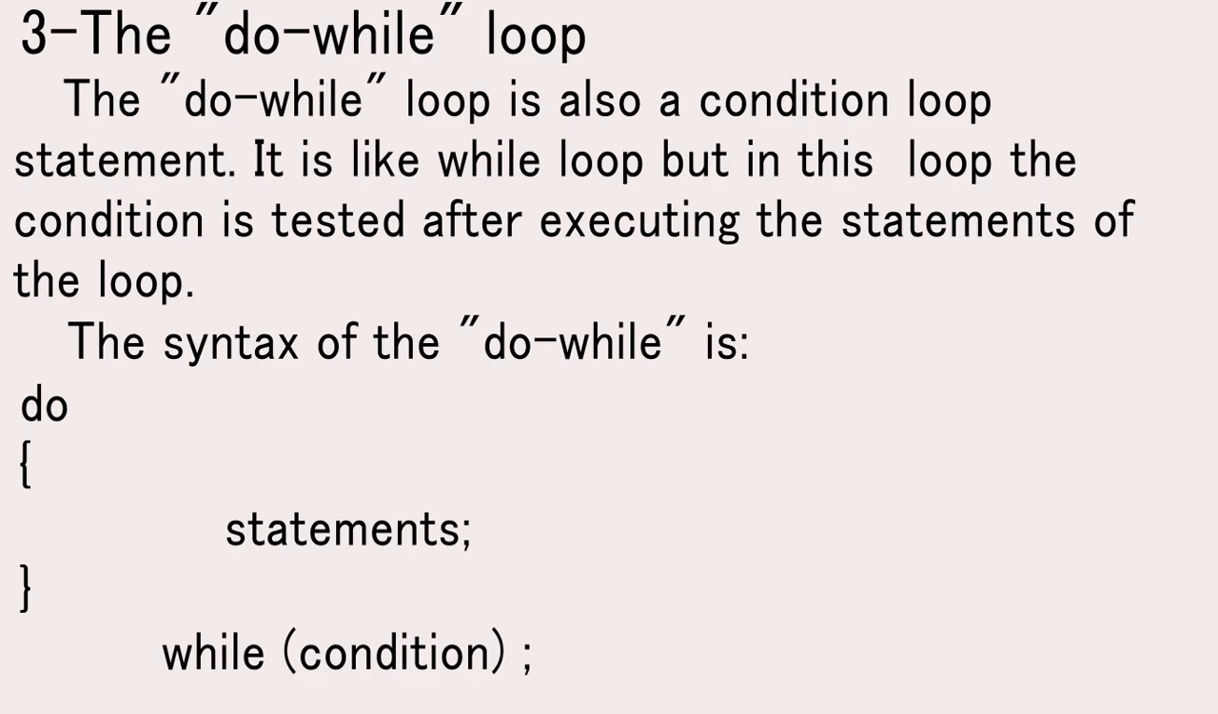3. The do-while loop. The do-while loop is also a conditional loop statement. It is like the while loop, but in this loop the condition is tested after executing the statements of the loop. The syntax of the do-while is do, statements, while (condition).